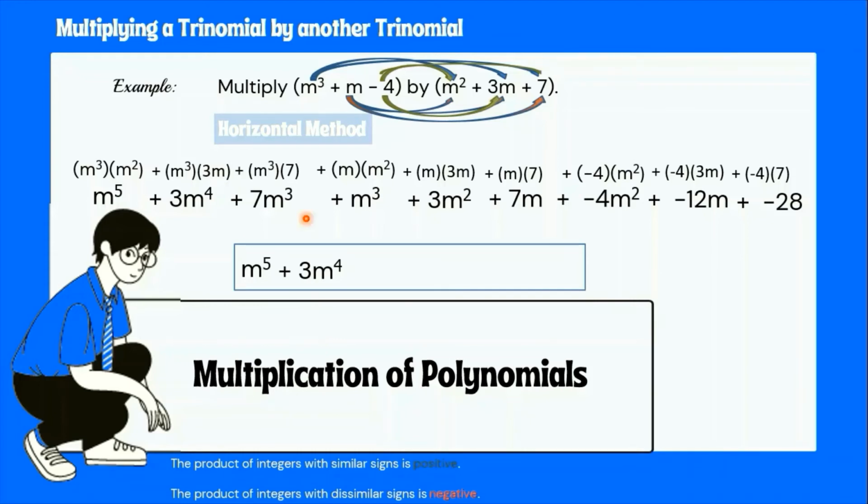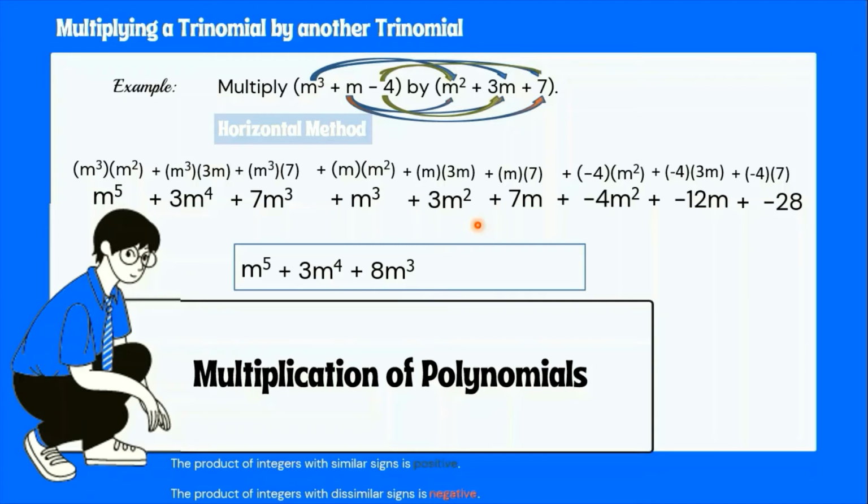Next, doon naman tayo sa mga literal coefficients na may exponent na 3. Meron tayong dalawa, 7m cubed tsaka m cubed. So we need to combine them together. Pareho silang positive, so we need to add them. Ito ay magiging plus 8m cubed. 7 added to positive invisible 1, 7 plus 1 is 8. Parehong positive, kaya positive din yung sagot. And then, copy the literal coefficients m cubed.